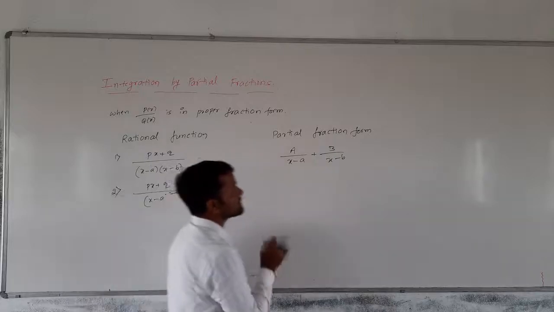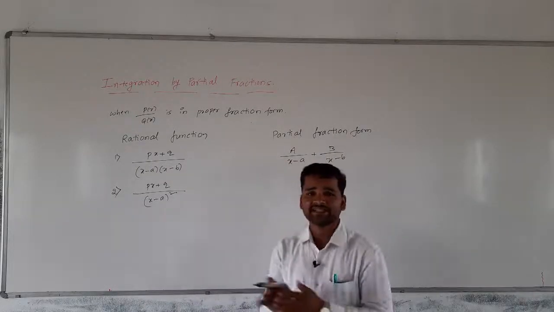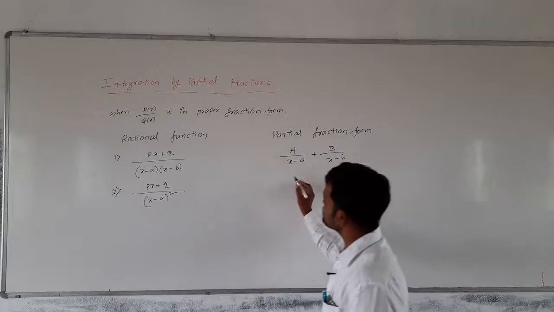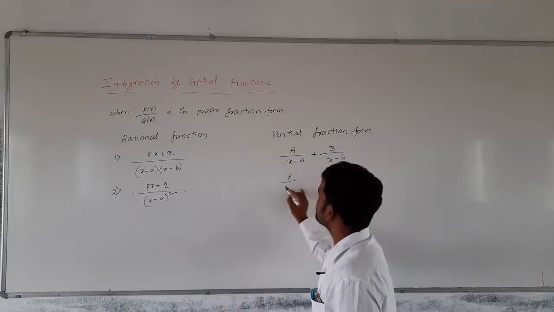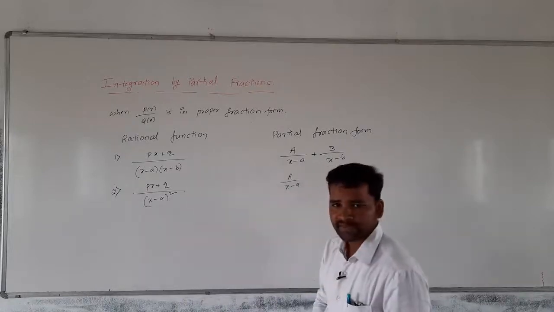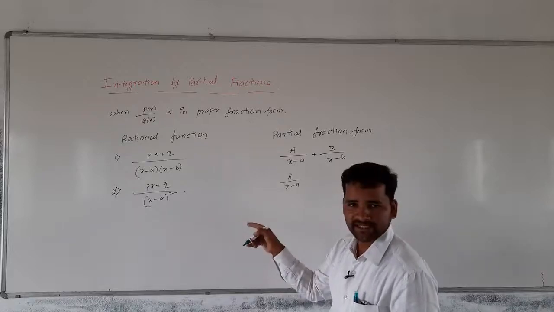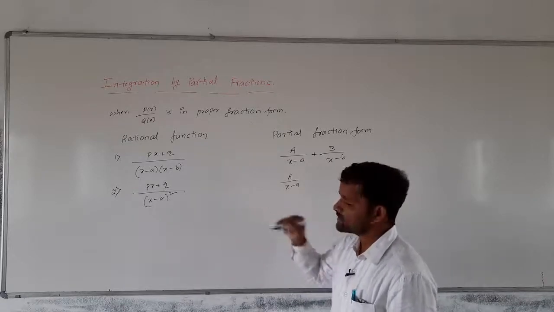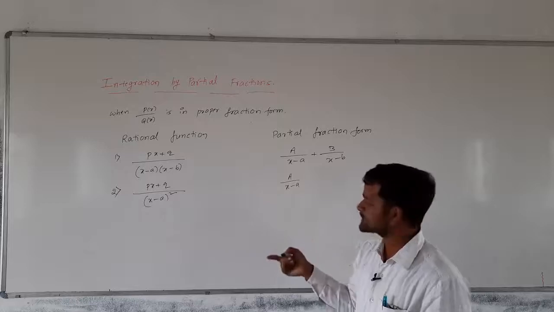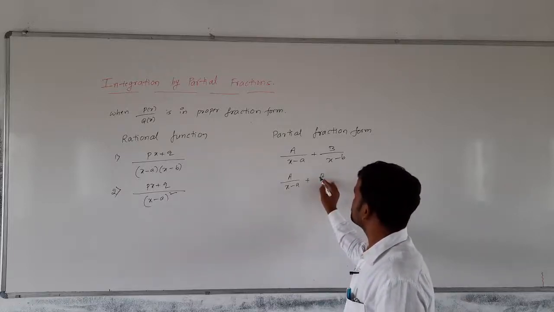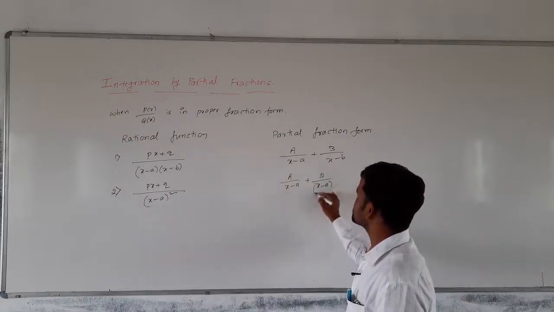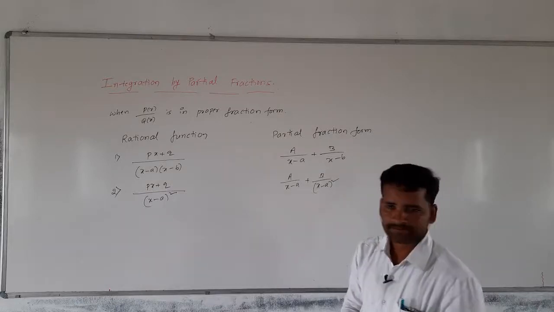And what is the partial fraction form here? How will you write using partial fraction techniques? We will write this as A by x minus a plus B by x minus a whole square. There are 2 factors here, repeated factors.